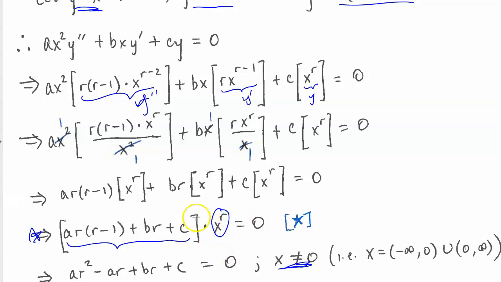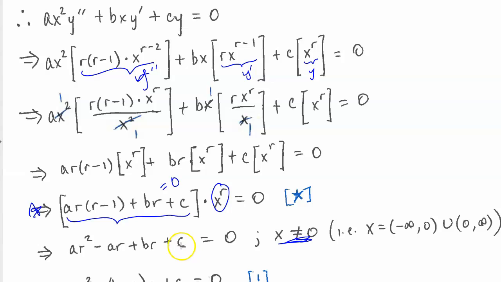So in order for all this to be true, it must be true that this particular expression here has to equal 0. And so just like with the second order linear homogeneous equations, where all the coefficients are constant, what this ends up being is your characteristic equation.